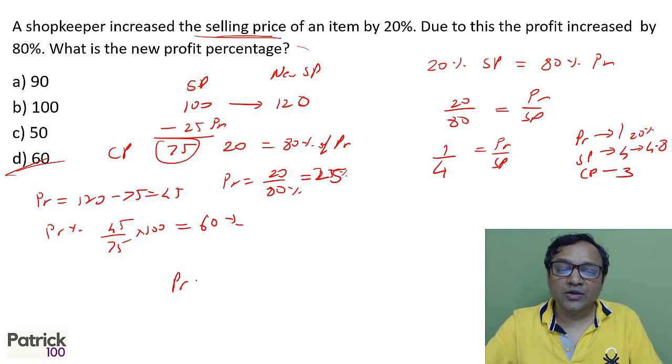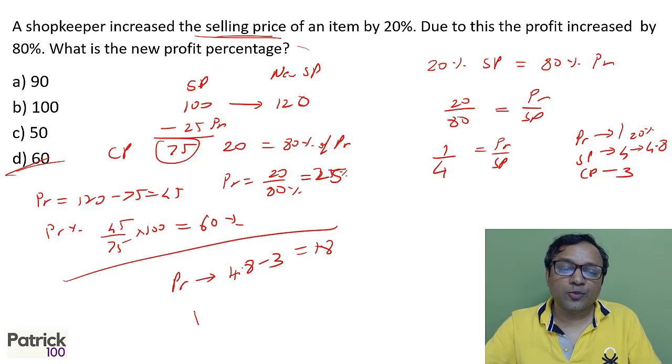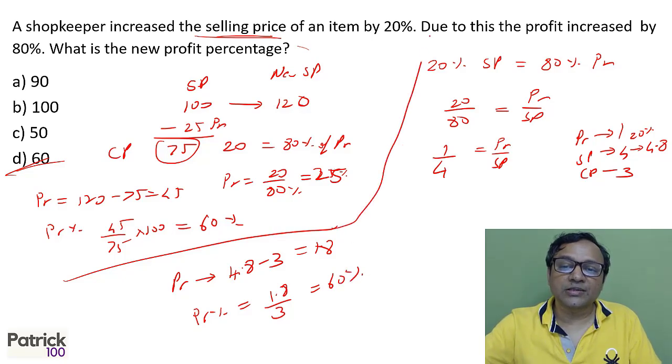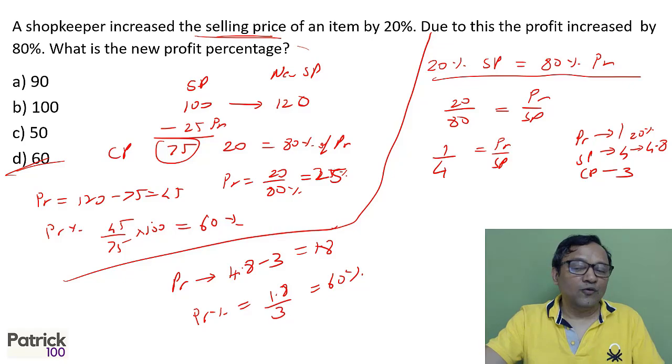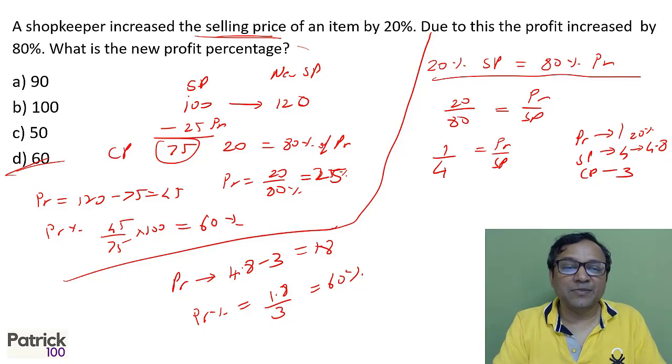Profit now is 4.8 minus 3, which is 1.8. So profit percent will be 1.8 out of 3, which is again 60%. So you can use either of the two methods. You can equate these two and get the ratios and find the value, or you can start by assuming selling price is 100 and then solve it out. Whichever way you solve, you will get 60% as the answer.